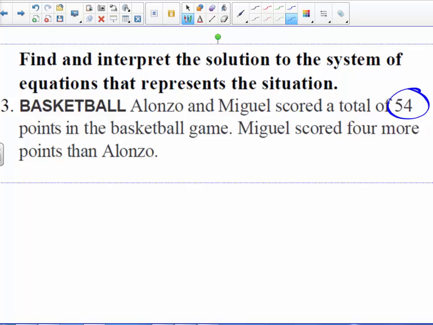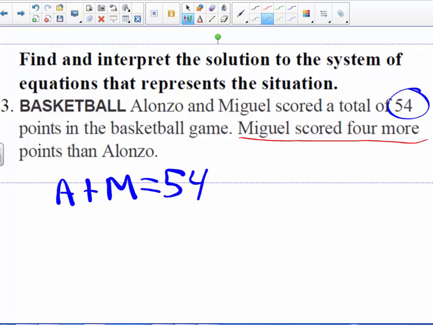Scored a total of 54. Okay, so Alonzo plus Miguel, total points were 54. Okay, the other one, Miguel scored four more points than Alonzo.